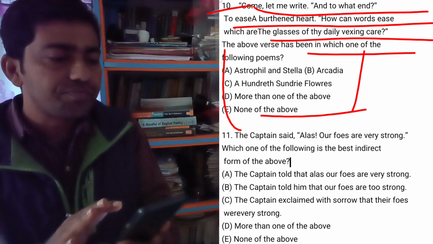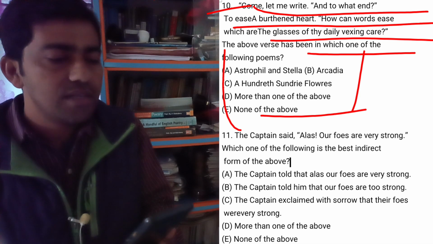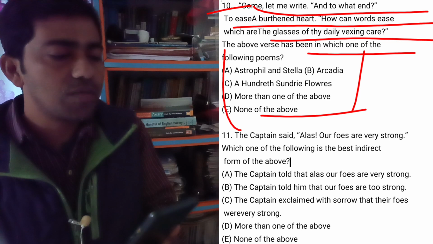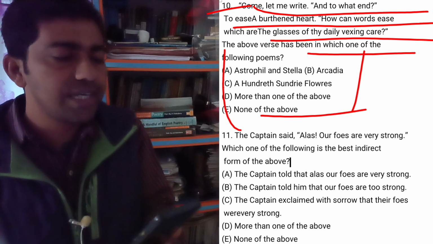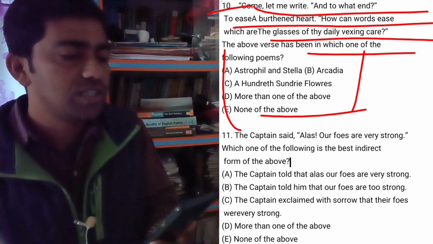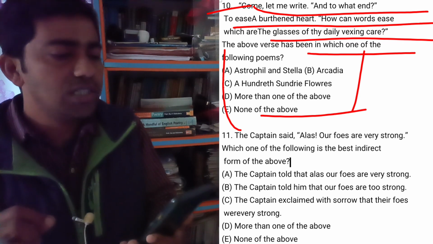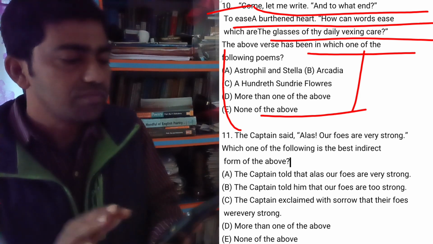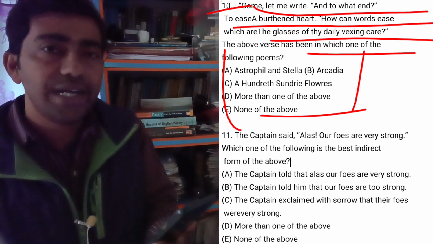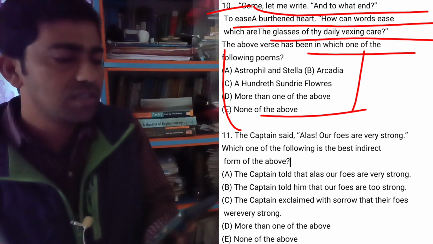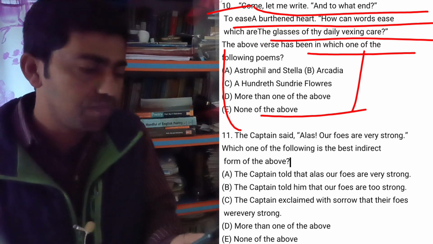Come, let me write. And to what end? To ease a vacant heart. How can words ease, which are of the glasses of the daily vexing care? The above verse is an extract from a well-known poem. So the verse has been taken from which of the following poems? Astrophel and Stella, Arcadia, Hundreth Sundry Flowers, more than one of the above, none of the above.